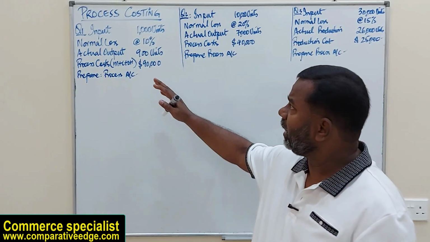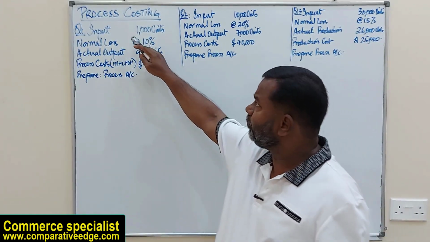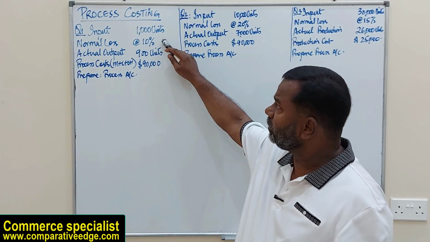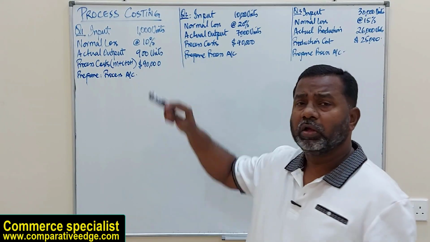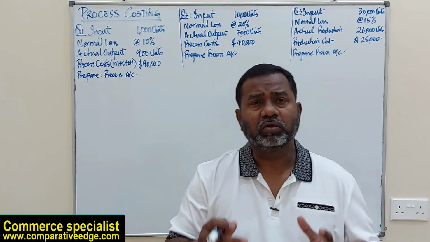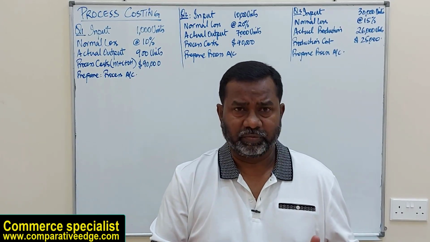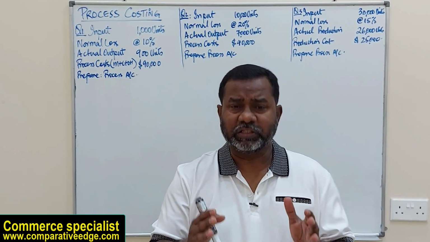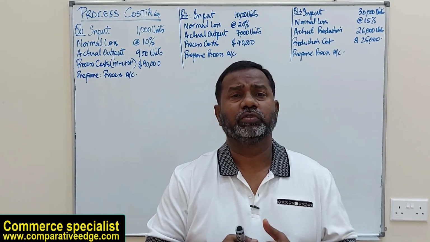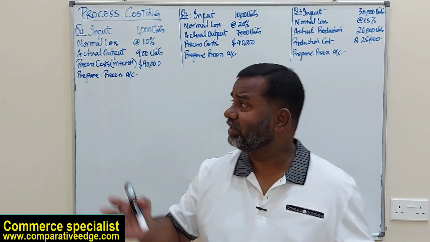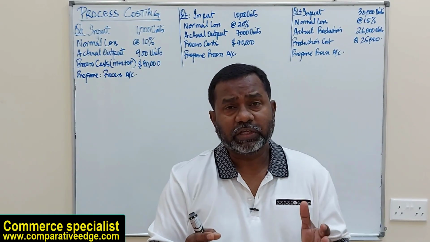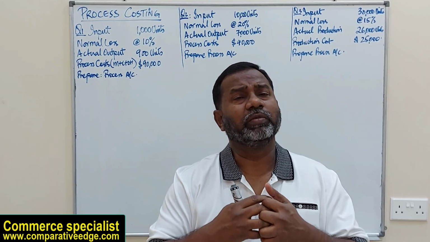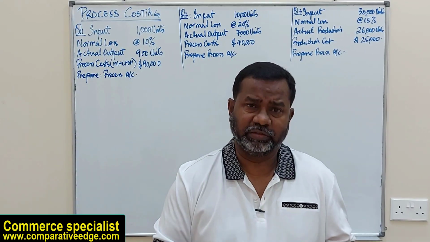So here we have a question. It says input means you started production with 1000 units. There is a normal loss of 10%. What is meant by normal loss? Normal loss is the expected loss, which the management is mentally ready that this much they may lose. Let's suppose you start production with 1000 units, as in here. Normal loss expected is 10%. That means 100 units you will be losing as a result of process.